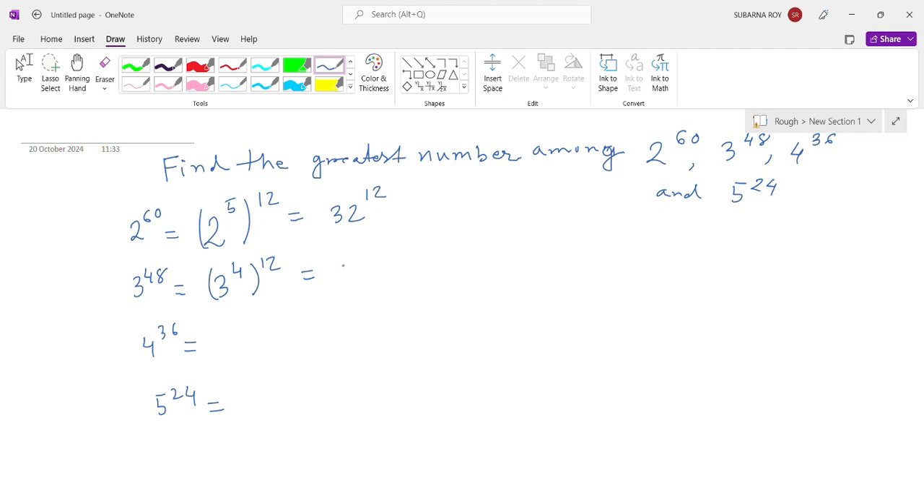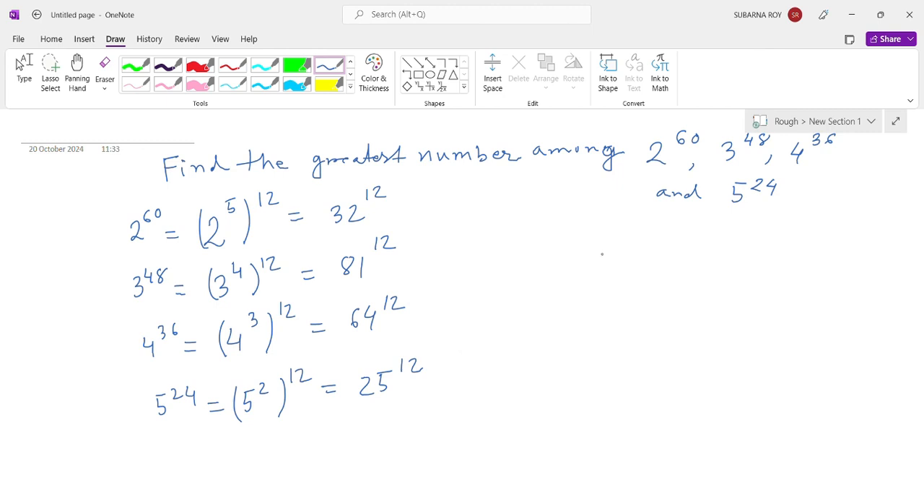So this will be 81 to the power 12, and this will be (4 to the power 3) to the power 12, so equal to 64 to the power 12, and this will be (5 to the power 2) whole to the power 12, so this equals 25 to the power 12.